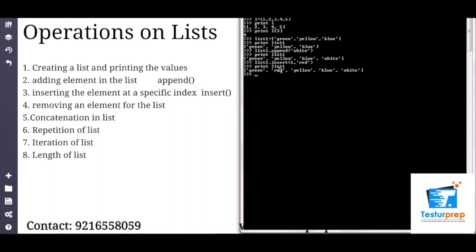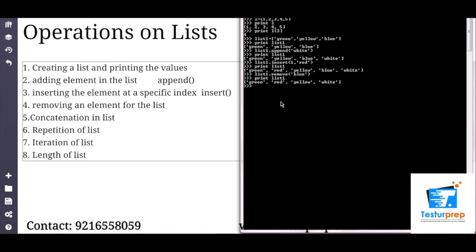Now I want to remove blue from my list. So what will I write? List 1 dot remove and give the value that is to be removed, that is blue. And then I will print my list, and again you can see that blue is not here.